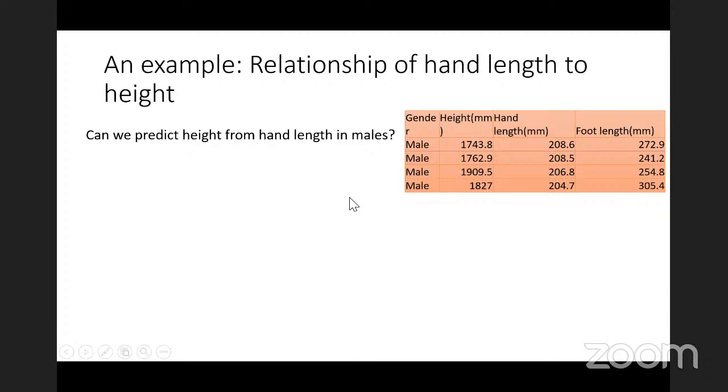Now, for an example, we will be replicating the analysis initially only for males, and then we will see whether the equations for males and females can be combined together, and how good the fit is. So we will start by asking a simple question: can we predict the height of males from their hand length?